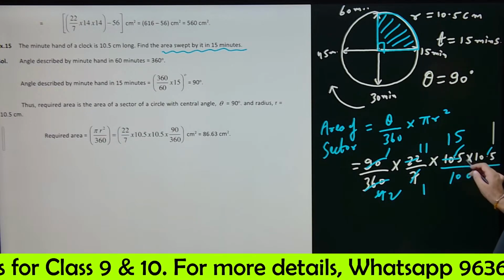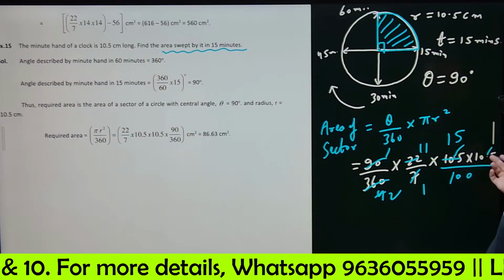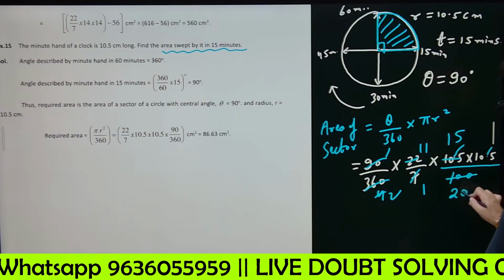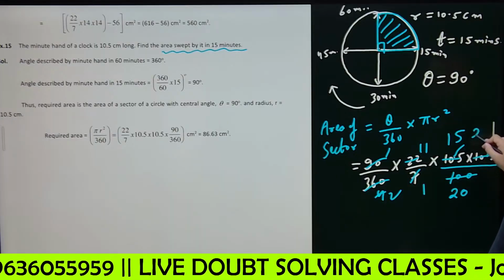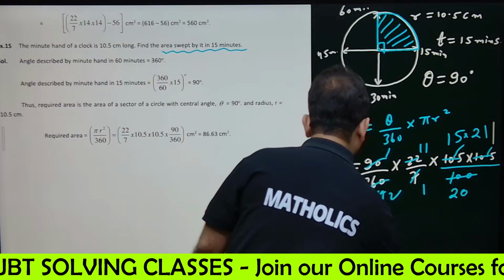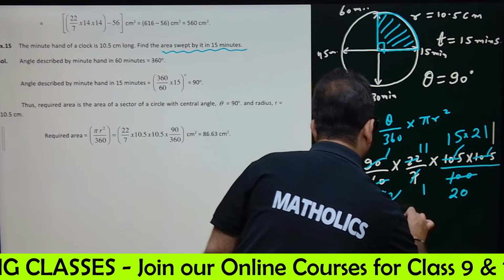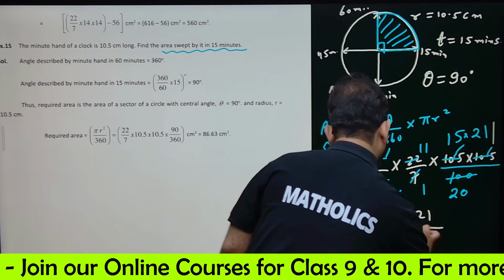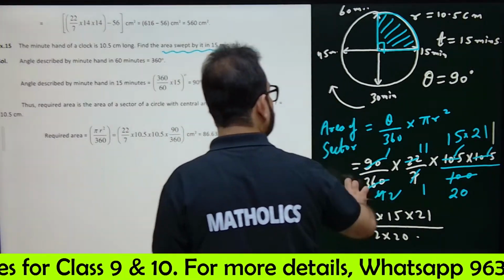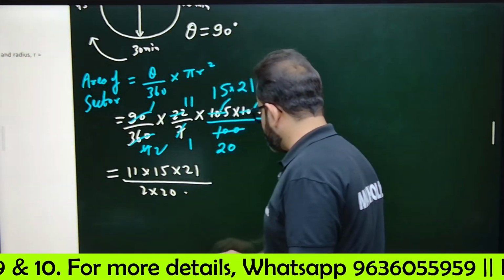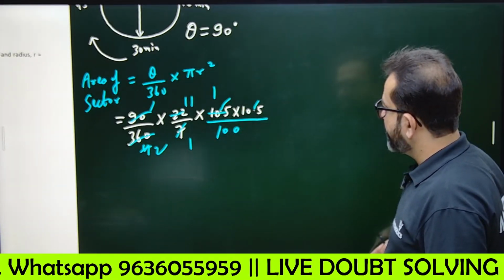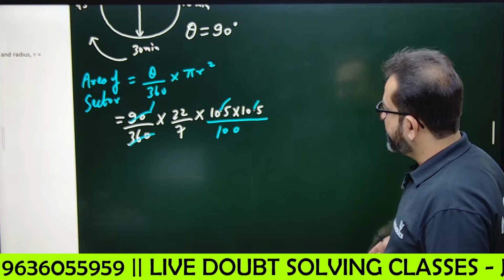See this thing. You do one thing. 5 2s are 10, 5 1s are 5. Okay, this is multiply. So the answer will be nothing but 11 into 15 into 21 upon 2 into 20. Right. Instead do this thing. This will be very much easier for you. Instead of cancelling everything, I must tell you how to cancel.